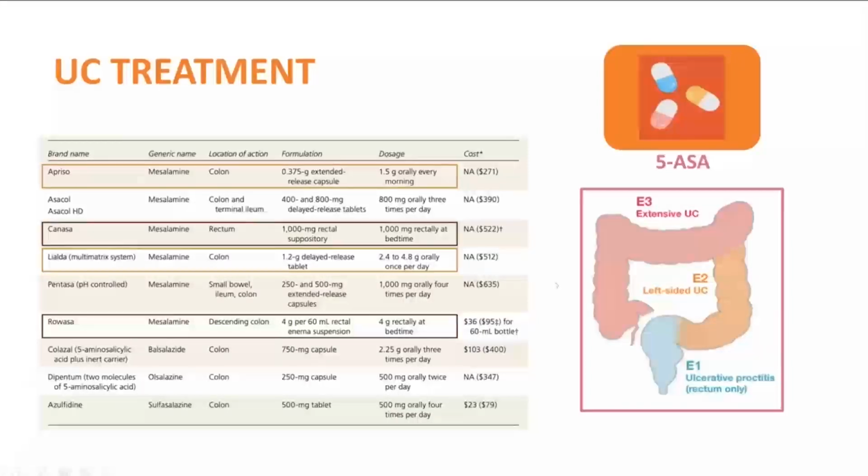Like Apriso is one of the mesalamines. There's also another that is called Asacol, Lialda as well, and then you have Canasa and Rowasa. Canasa is a suppository that you can use for ulcerative proctitis, and then Rowasa is an enema that is going to reach beyond the rectum into the sigmoid area. So you could potentially use that as well in combination with your oral therapy for a patient that has ulcerative proctosigmoiditis.